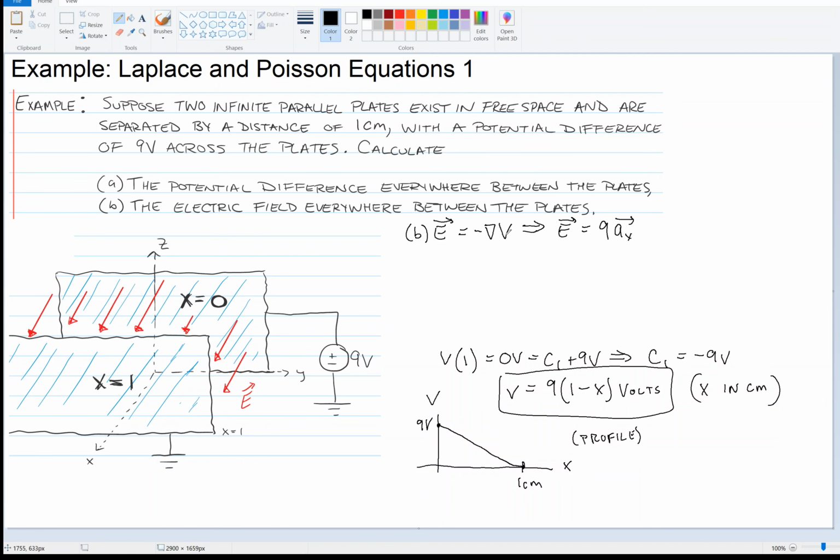Remember how the del operator works, and so I get this electric field as 9 a_x volts per centimeter. Remember that x was in centimeters, and so then if I want to convert that, I see that our electric field is 900 in the x direction volts per meter, and that is the answer.